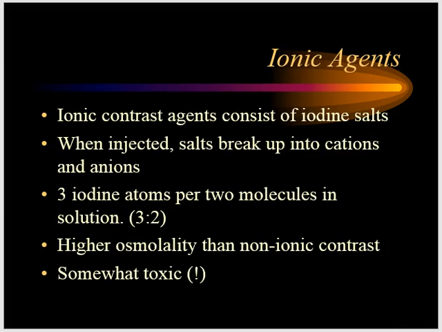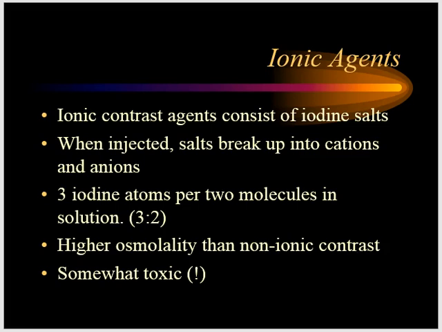And ionic contrast agents. Ionic contrast agents are cheap. They consist of iodine salts dissolved in water. Now, the thing is, these salts, when they get injected into the patient's bloodstream, they tend to break up into positive and negative ions. The cations are negative, the anions are positive. Get it? Like cathode and anode.